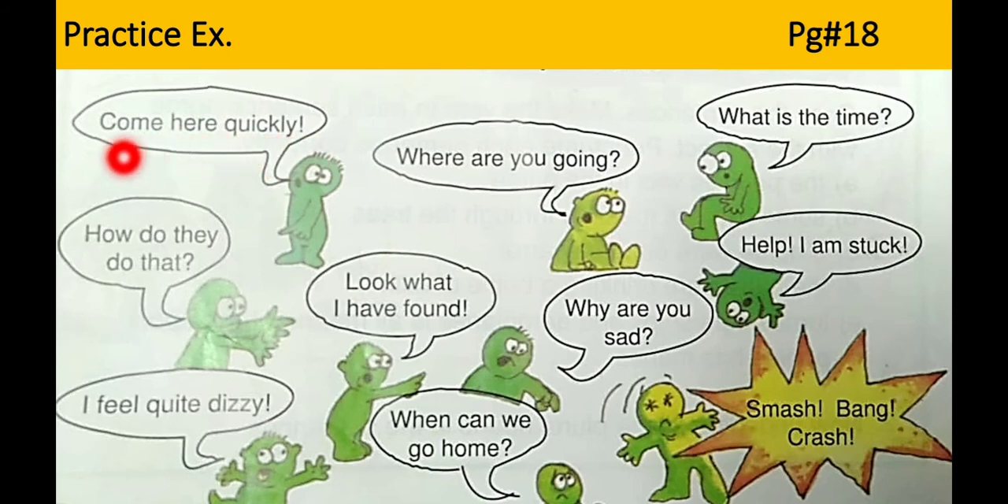Alright? Let's read the first one. Come here quickly! What is this? Can you see the mark in the end? You can easily identify whether it is exclamation or question. So it is exclamation. So I have written E here. Let's read another. Where are you going? This is a question. So what we will write? Q.